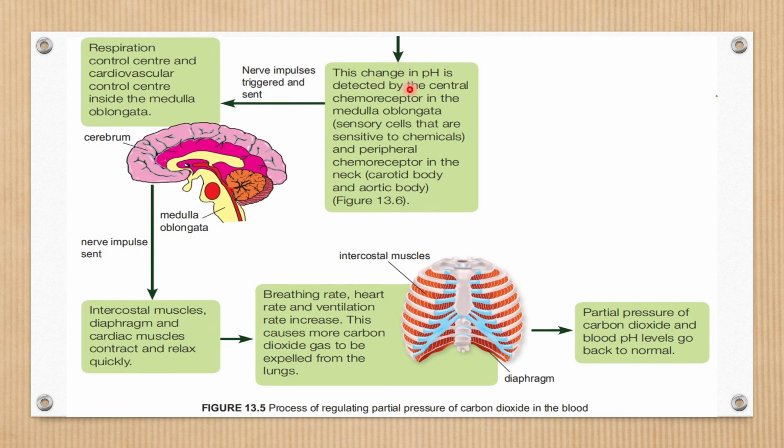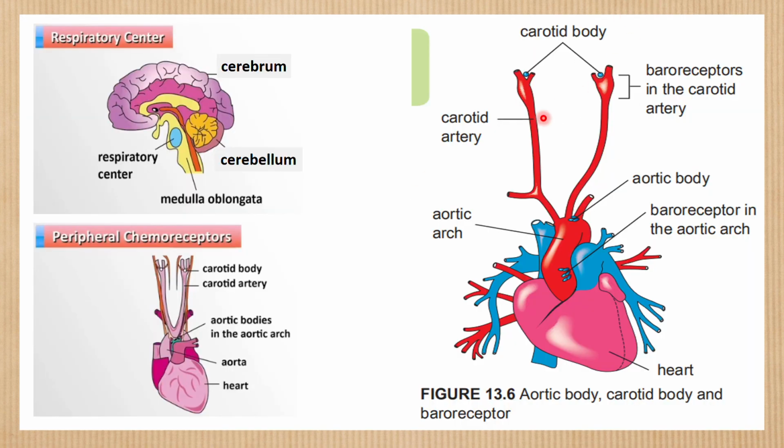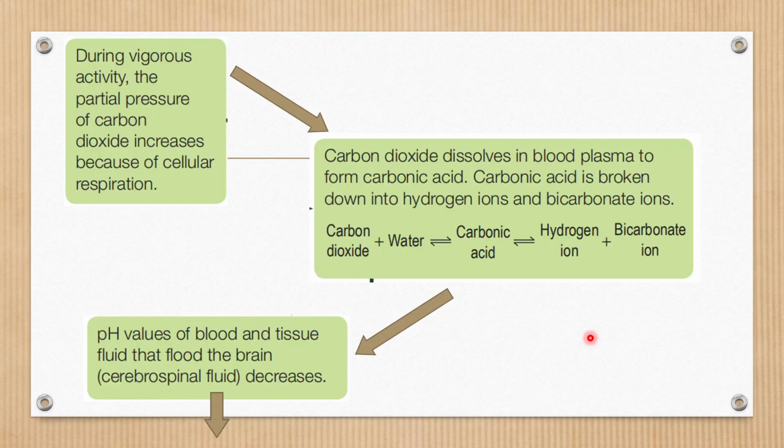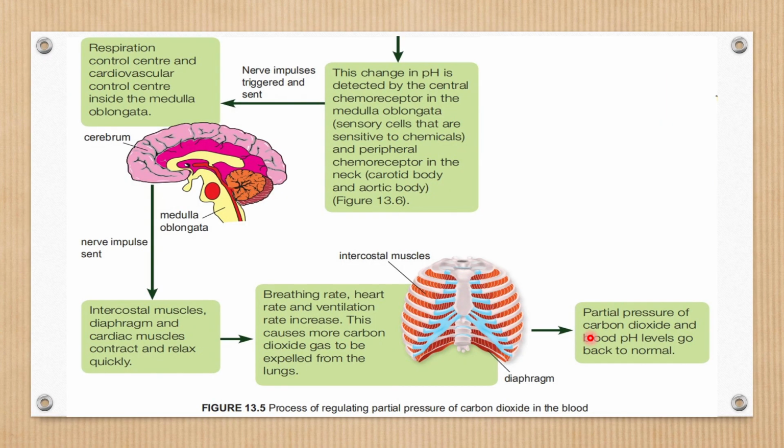Okay, next, the change in pH will be detected by the central chemoreceptor, and that is the medulla oblongata, because it has sensory cells that are sensitive to chemicals, and by peripheral chemoreceptors in the neck, and that is the carotid body and the aortic body. So you refer to the carotid body and the aortic body. So what are these two things? Later on we'll be looking at it.